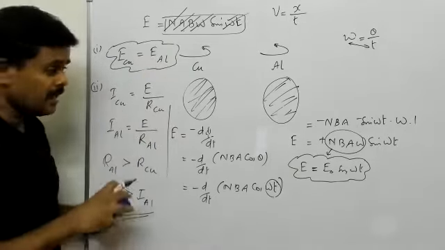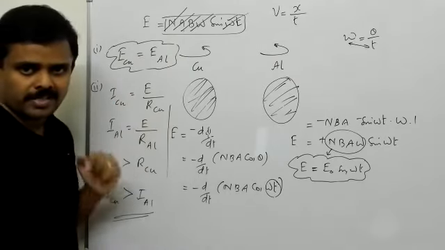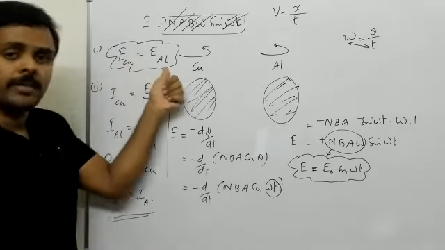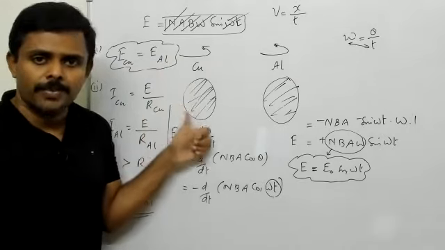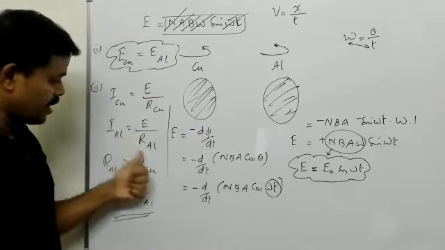But for current, you have to use Ohm's law, right? Ohm's law says current is EMF divided by resistance. The EMFs, E copper and E aluminum, are the same, so I can use capital letter E for it. So it is E divided by R copper, and E divided by R aluminum.